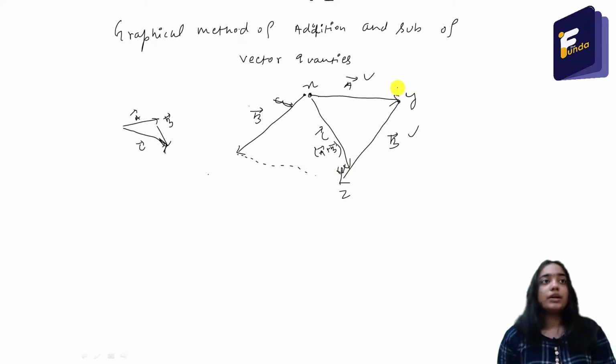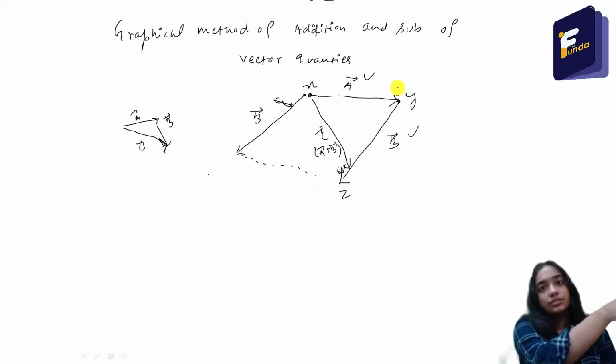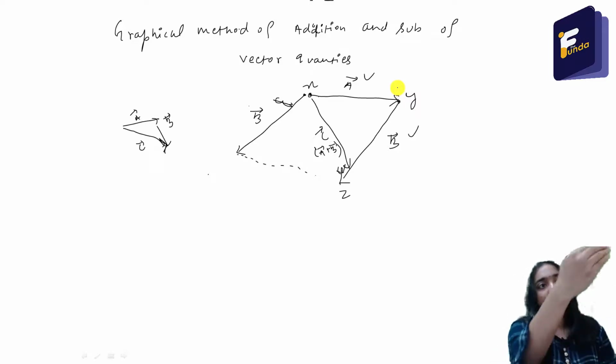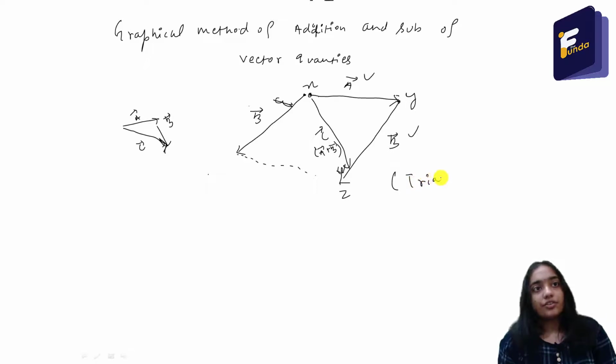That is why what I did now is just like adding two vectors. I just joined the first X to Z that I did. So that whole process is known as the triangle law of vector addition.